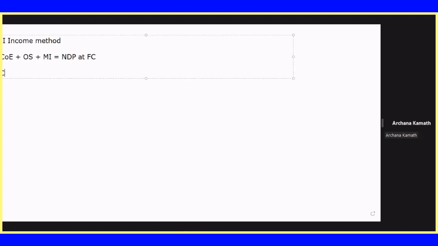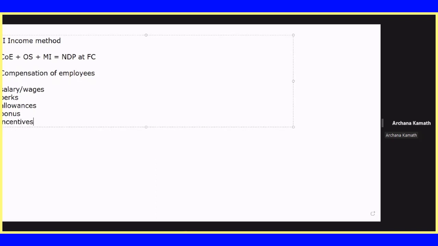Now, what is COE? Compensation of employees. We all know the different ingredients that come under compensation of employees: salary, wages, perks, allowances, bonuses, incentives, commissions. You are familiar with these.